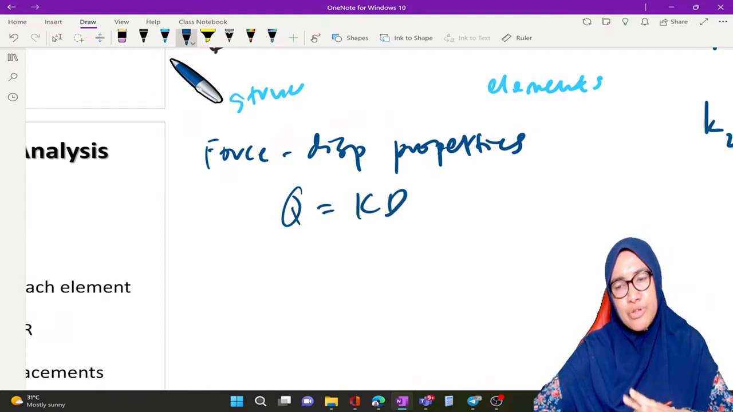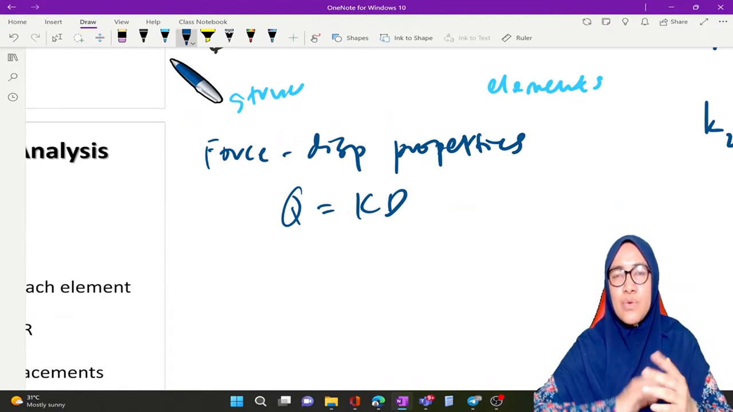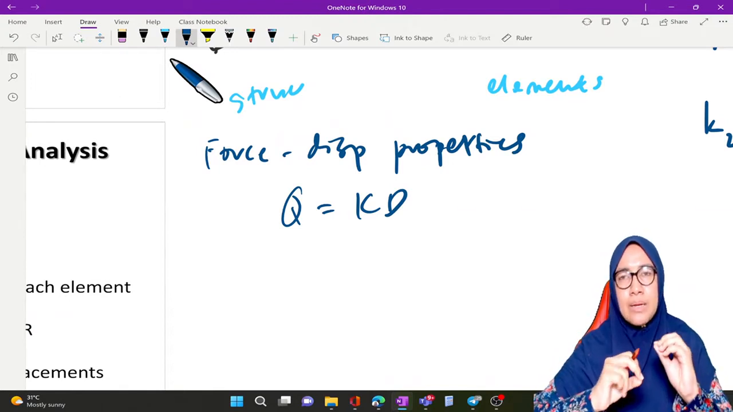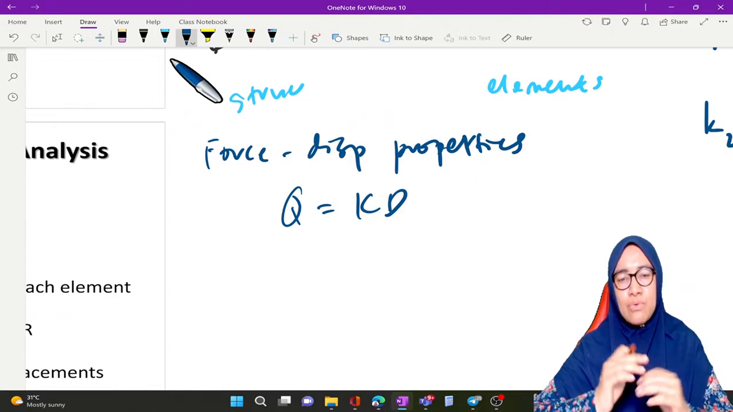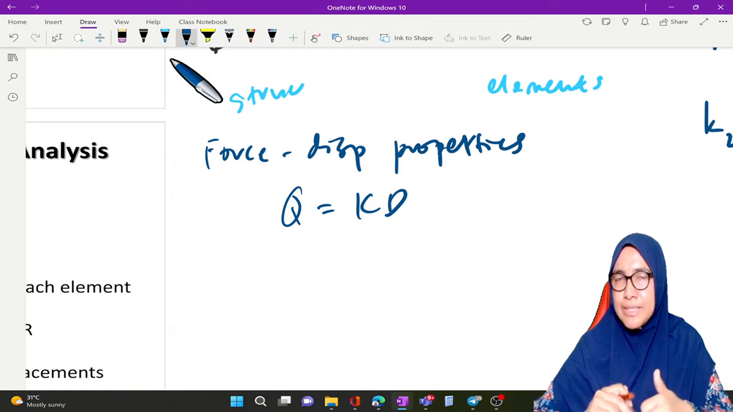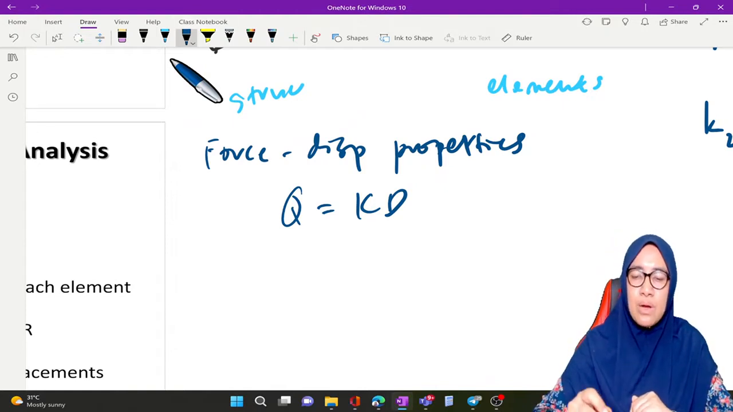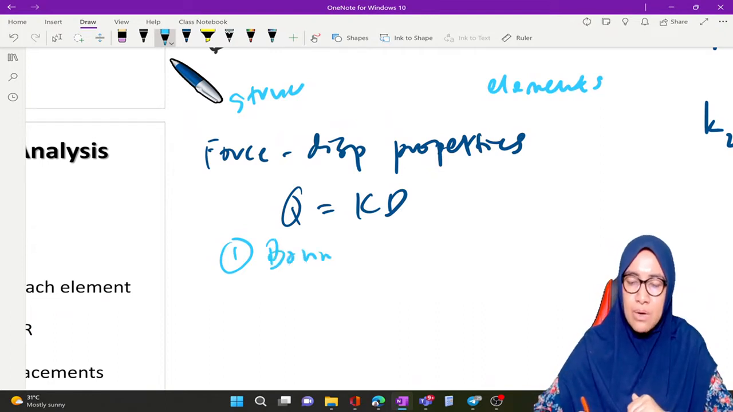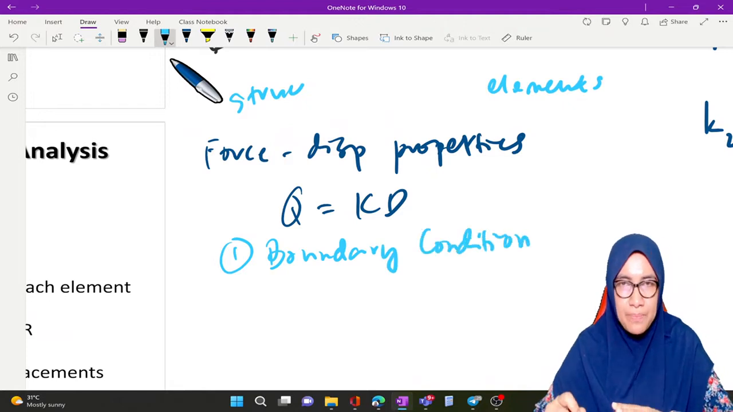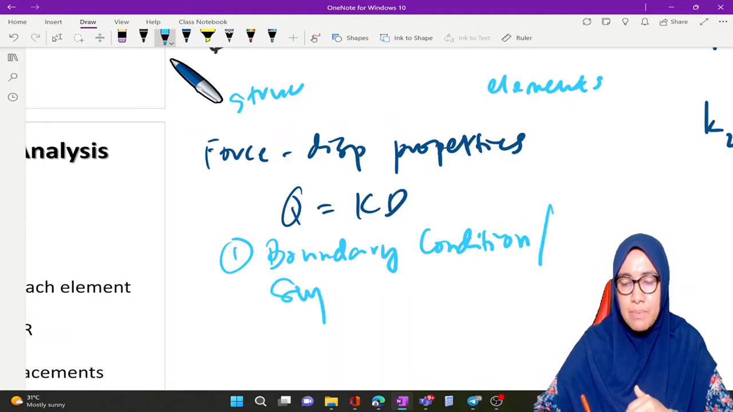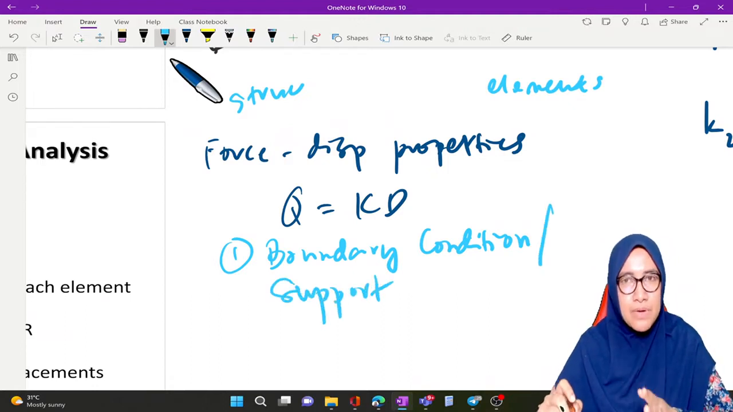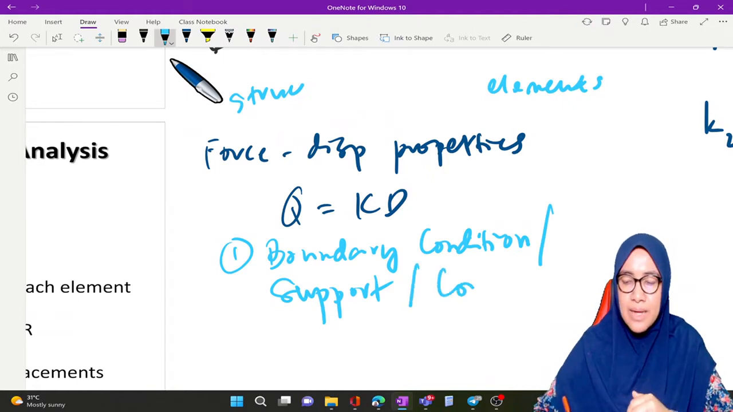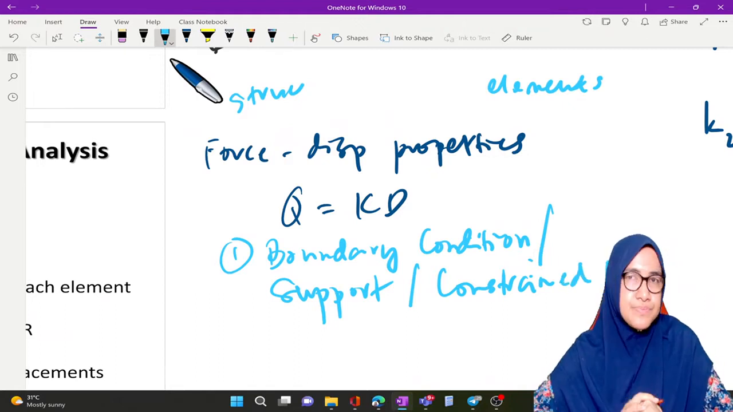In order to produce this, if we relate it with the software, after we build the model, the point, the element and the structure, we have to apply the boundary condition. This is all the properties. What is boundary condition? Boundary condition is support. And support is a constraint on degree of freedom.